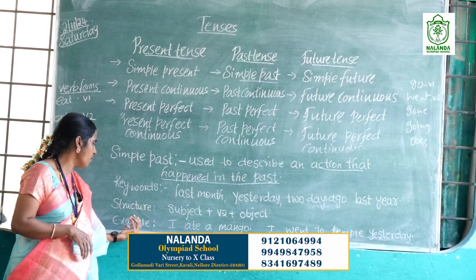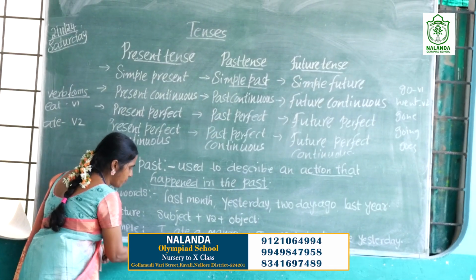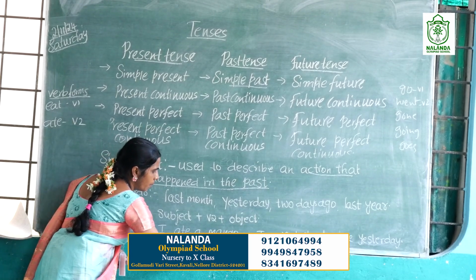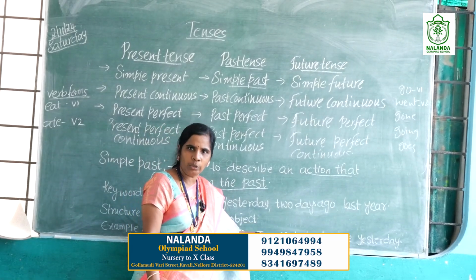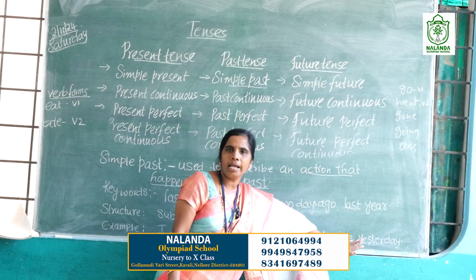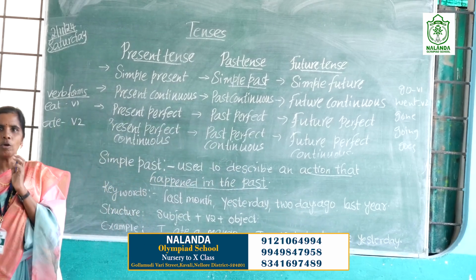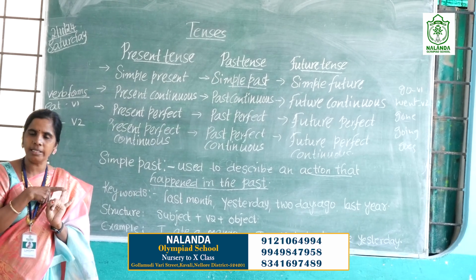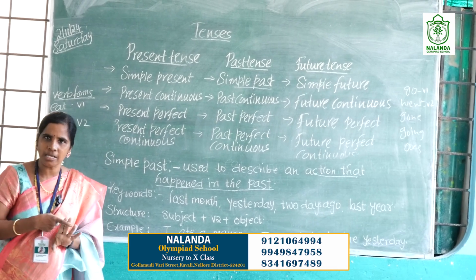And examples, if you say, I ate a mango. I is the subject, ate is a V2, mango is a object. Now here if you say I is the subject, went is V2 form, to temple yesterday. Is it clear, children? So we have discussed what is tense, how many types of tenses are there, and what is simple present tense, and what is simple past tense.